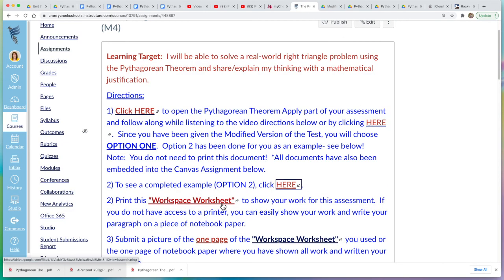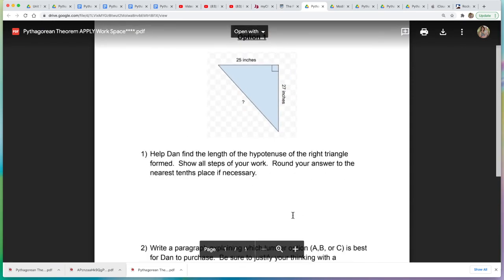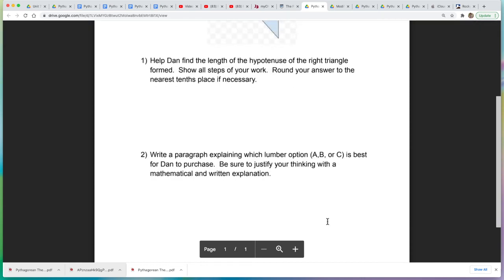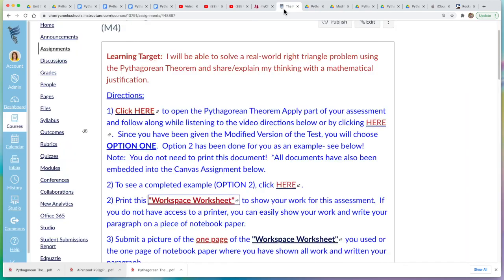All right, so once again, you are going to complete option 1, not option 2, because that one's already been done for you. If you want, you can print this workspace worksheet, or if you don't have access to a printer, you can just show your work and write your paragraph on a sheet of paper, take a picture of that paper, and submit that for your Canvas assignment. Good luck, and let your Math 8 teacher know if you have any additional questions.